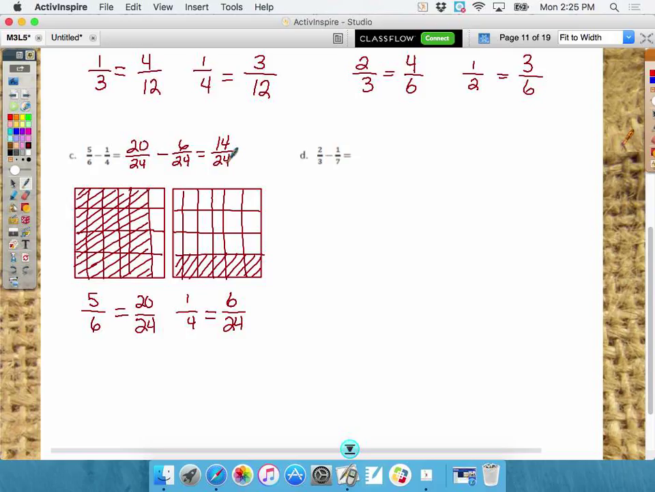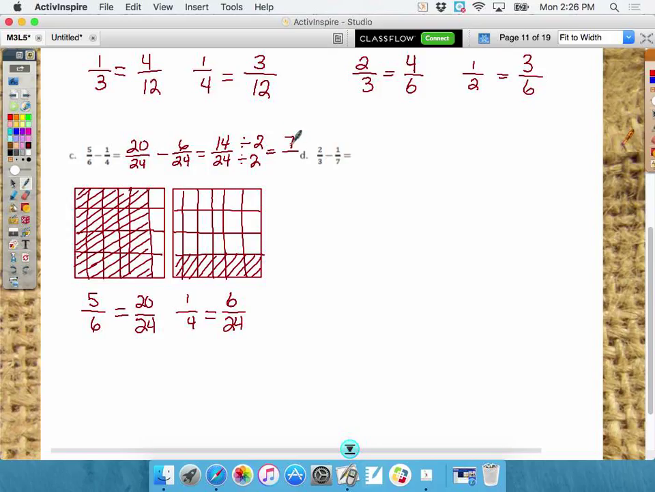Okay, I know 14/24 needs to be simplified because they're both divisible by 2. Is there another factor they share? Think of 14. Will 7 go into 24? No. So 2's the one. So we're going to divide by 2 on both of these. Please write that.